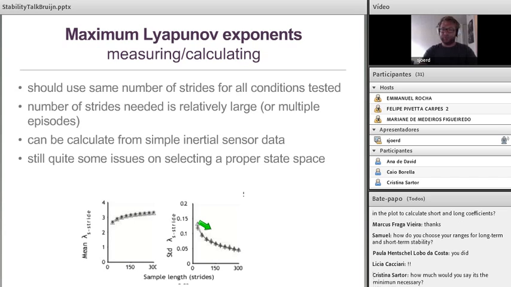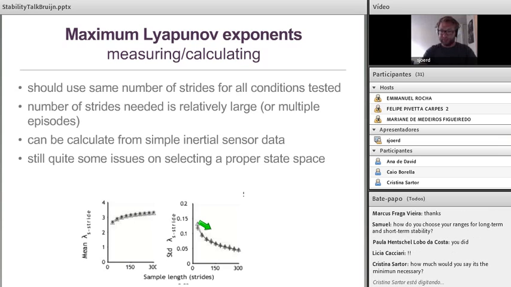So you can use a simple sensor, but there's still some issues on selecting the proper state space, which I won't go into right now. So the minimum number of strides is, from this paper we said, and I don't have the reference at hand now, I can look it up quickly, is 150 strides.